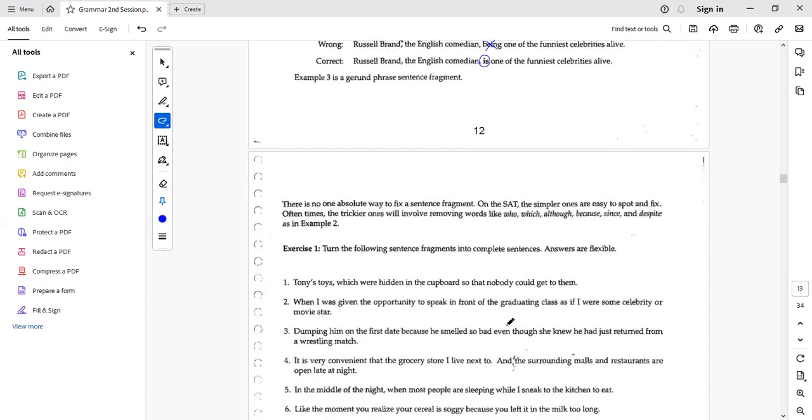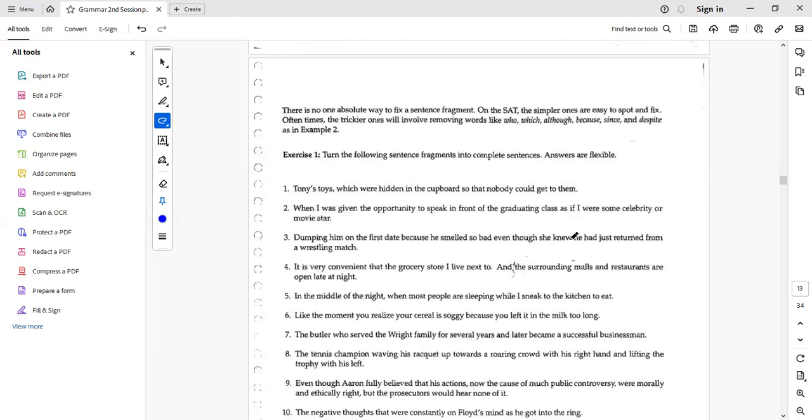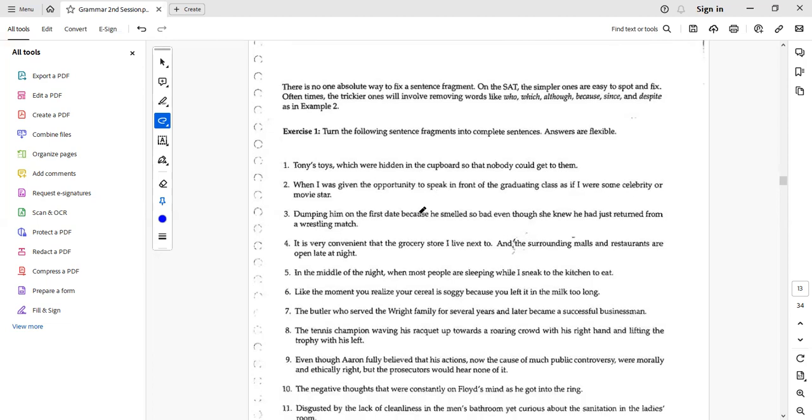Now it's your turn. If the sentence is a fragment, that doesn't have a subject, doesn't have a verb, or doesn't have both, you have to correct it. Let's start with Myrna. The first one, Myrna. What are you going to do to make it correct?